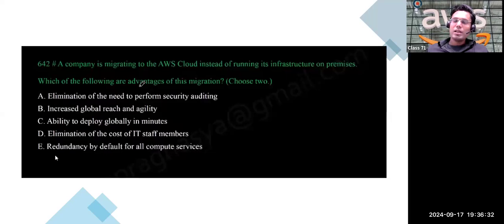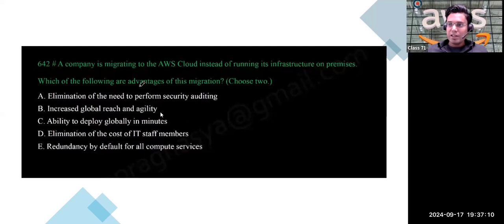Okay, it says redundancy by default for all computing services. No, because in some services, this is all compute services. So not all. It's not possible. In some services, redundancy is not available. Just like Spot Instances, they cannot give you the guarantee. There is interruption here. So it means in cloud it doesn't mean everything is in redundancy by default. So that's the wrong one. This one is the wrong one. So B and C is the right one.